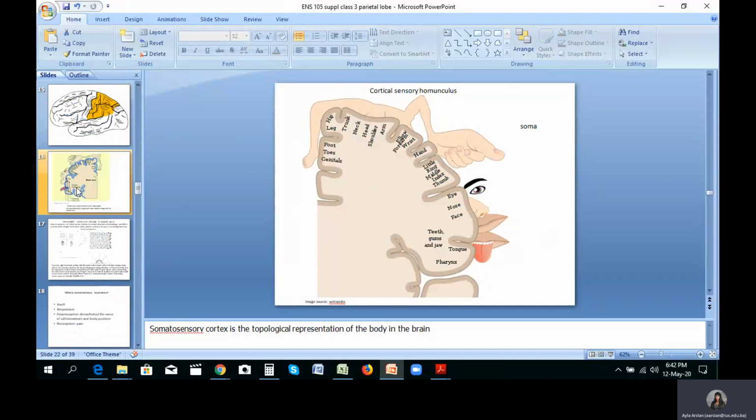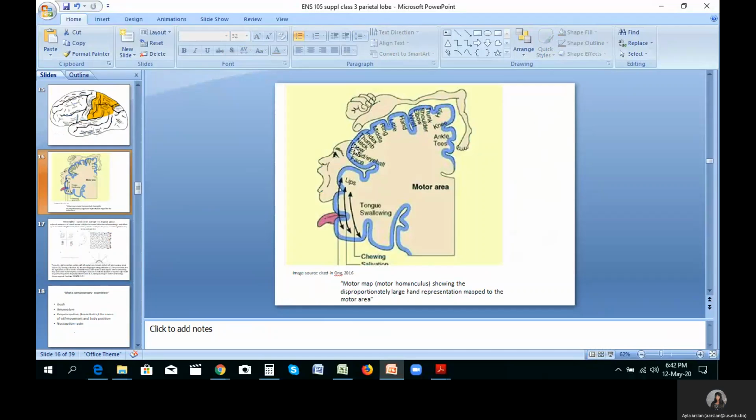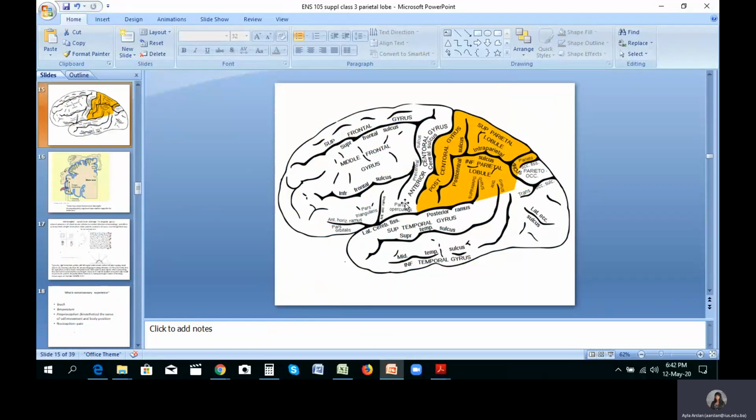Whereas you also have the motor homunculus, which is found in the precentral gyrus in the frontal lobe, which we described in the previous videos. So you can easily understand that anterior to the central sulcus, there is the motor homunculus, and posterior to the central sulcus, there is the somatosensory cortical homunculus.